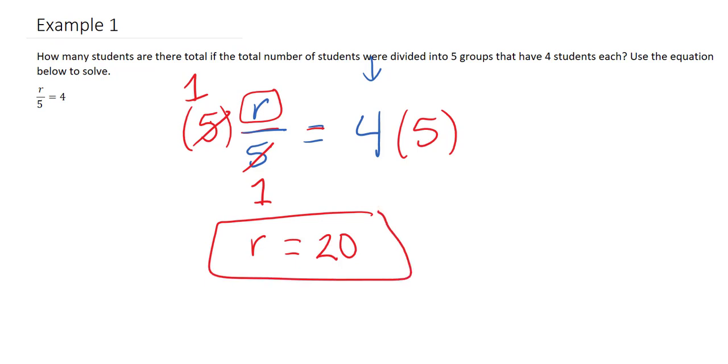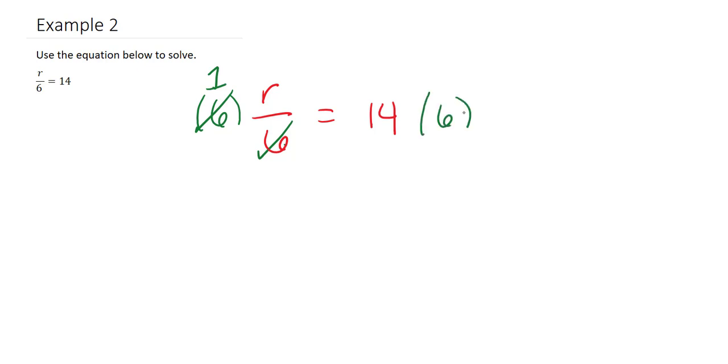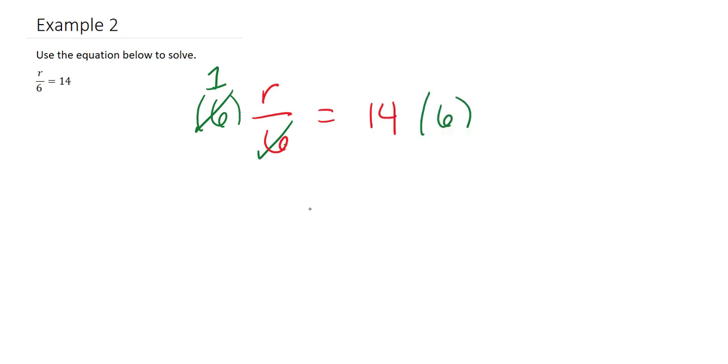Now let's do another example. Example 2: we're going to use the equation below to solve. We have R divided by 6, which is equal to 14. In order to solve, we're going to multiply by whatever is on the bottom of R. That way R gets by itself. This just becomes 1. We have to do it to the other side. So let's get our calculators out. 14 times 6, and we get 84. So R is equal to 84.